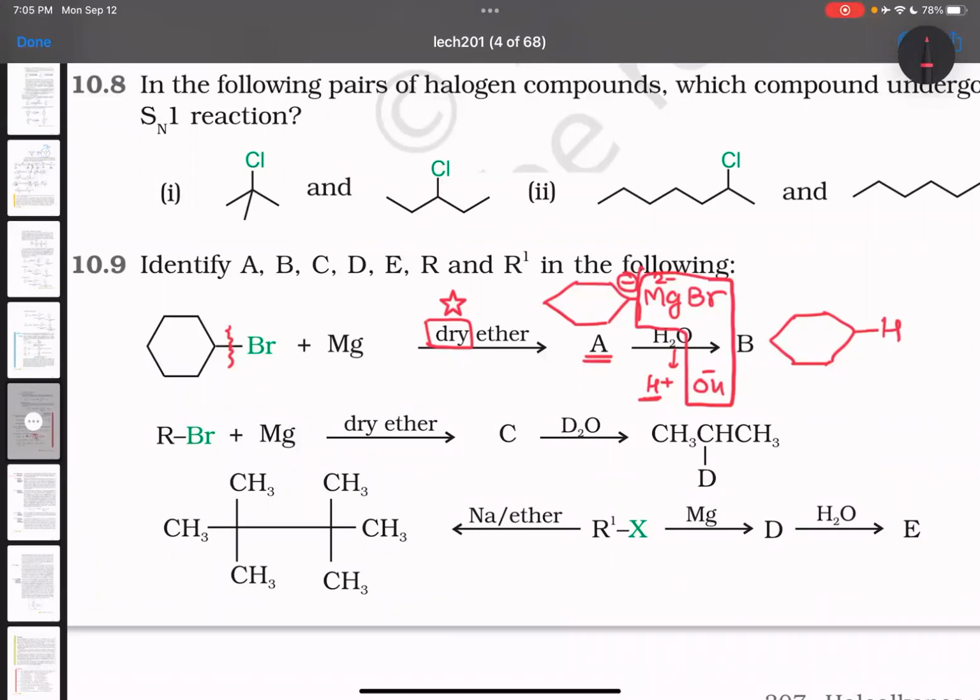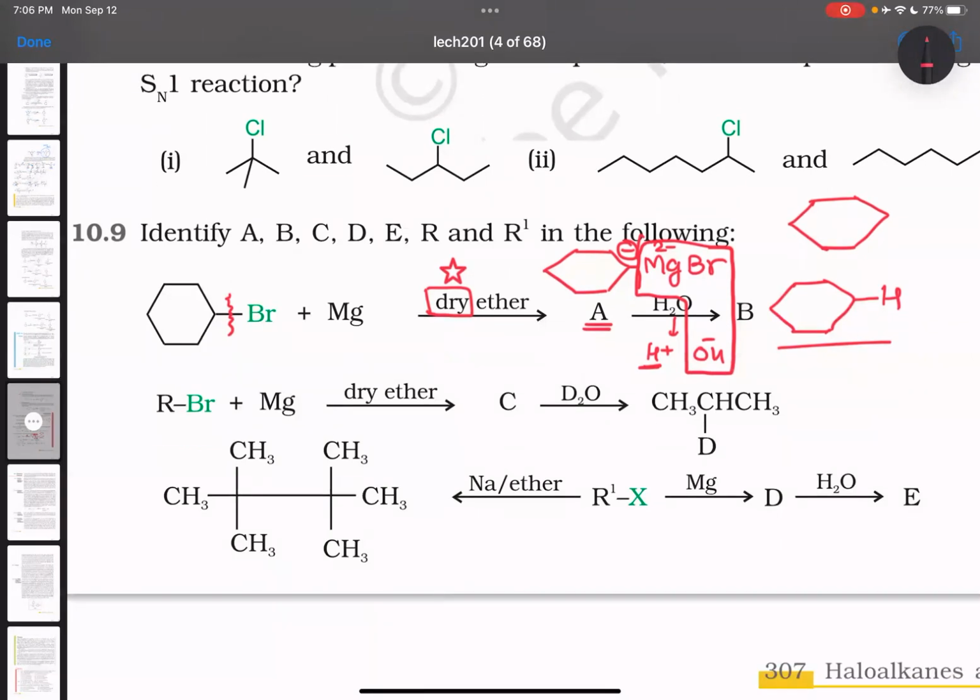Is it clear? Yes, sir. Right, so you will get an alkane. No need to write the H. I have shown that just to draw your attention. You can write simply cyclohexane. So a Grignard reagent, if you react it with water, you will get an alkane. Clear? Yes, sir. So cyclohexane is the answer.